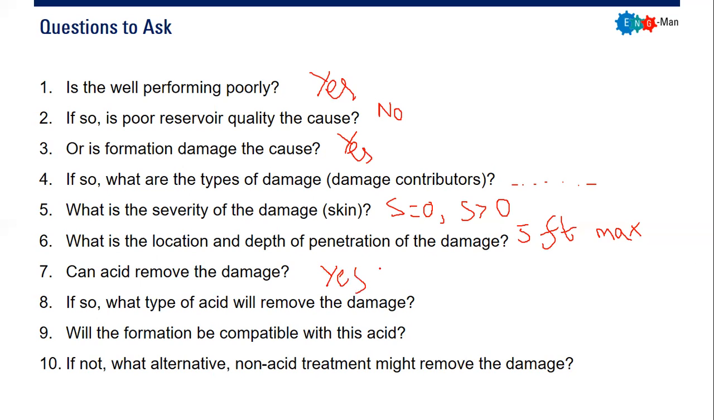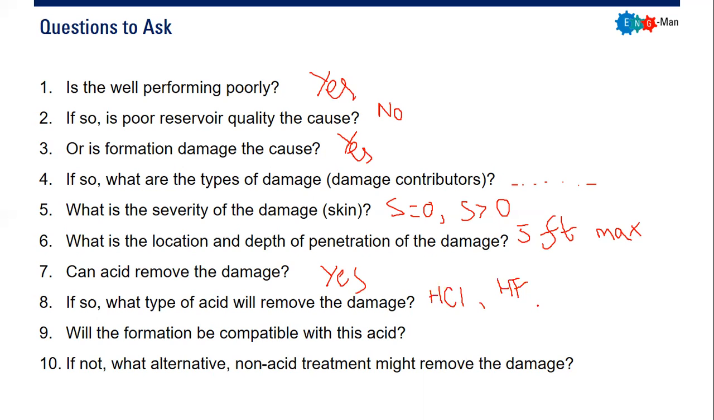And number 8, if acid can remove the damage, what type of acid will remove the damage? It depends. If you have carbonate, then maybe HCl. Or if you have sandstone, HF, mud acid. Or maybe the combination between them, or maybe weak acid, right? Retarded acid. There are several types of acid that we can use to acidize our well. So number 8 is, it depends on the problem. Okay, you get my point.